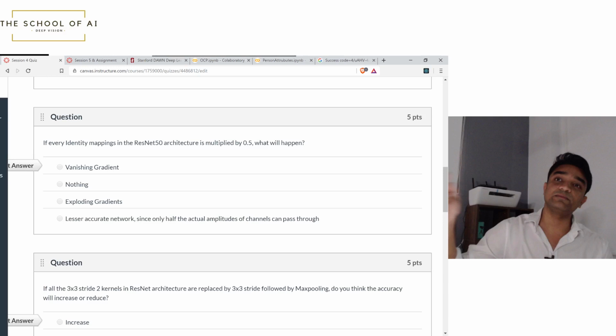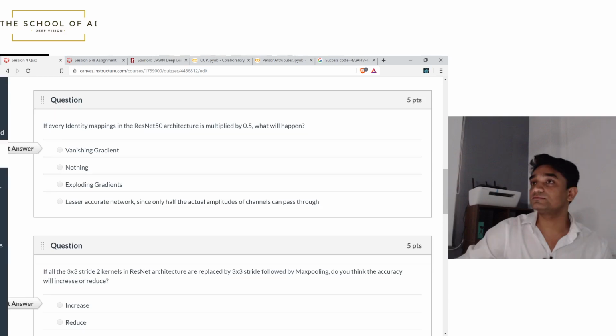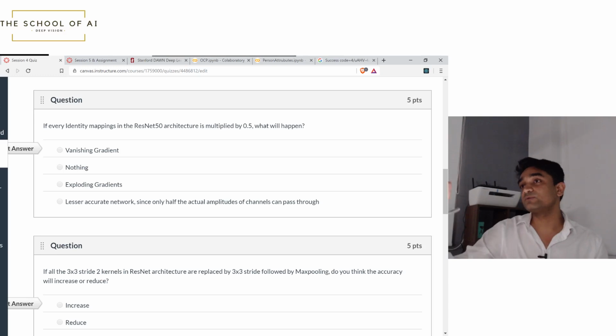Last point also is for this lesser accurate network. Then the network actually doesn't train, no training happens. If you compare to standard, you're going to get a NaN for loss. So would you consider that lesser accurate? NaN for loss means you cannot train it, which means that accuracy is going to be, let's say you have 100 classes, 1%. So a random number is going to be predicted.